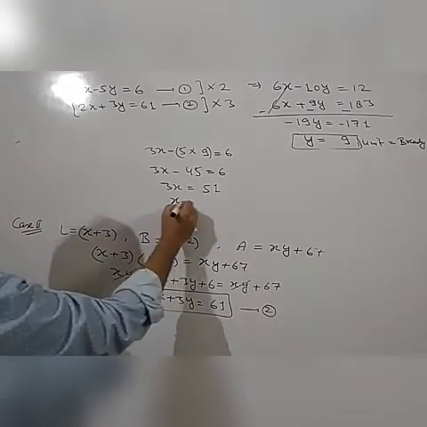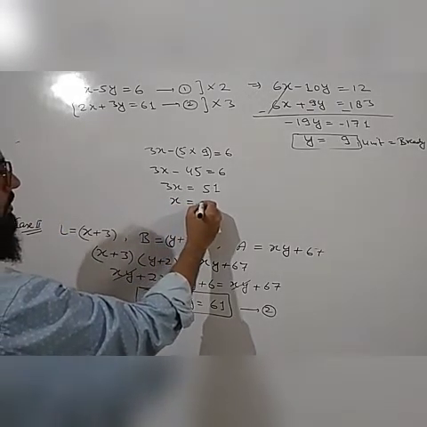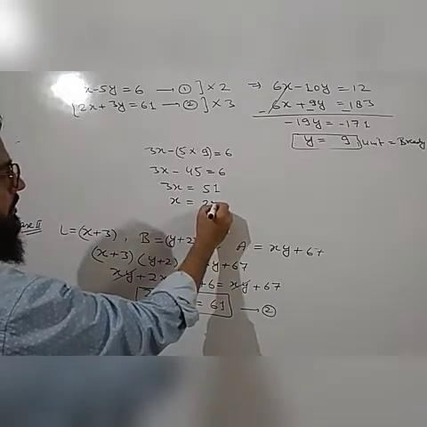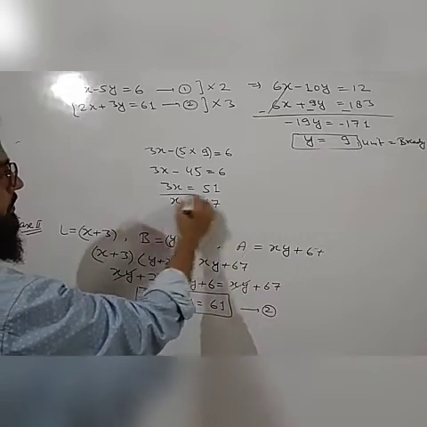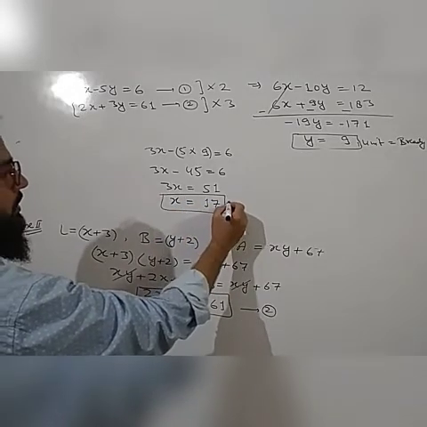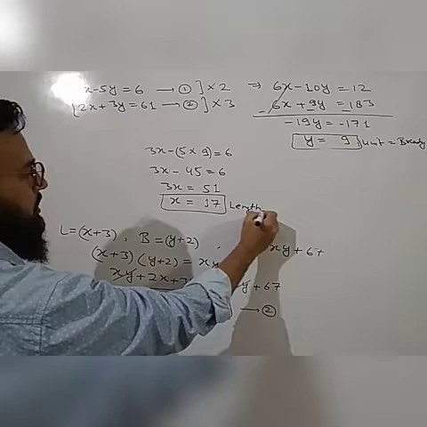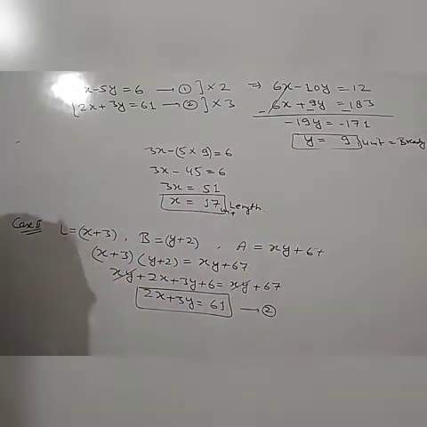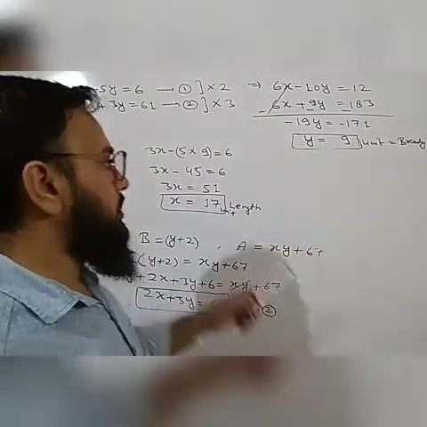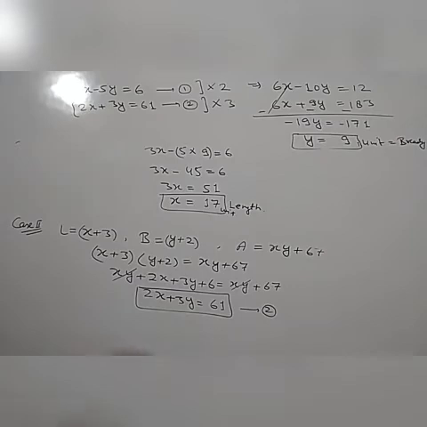So the value of x will be equal to 17, sorry. And it is our length. 17 units, that will be the length. Okay, so do the calculation very carefully. Here it is y equal to 9. So the value of x will be equal to 17.